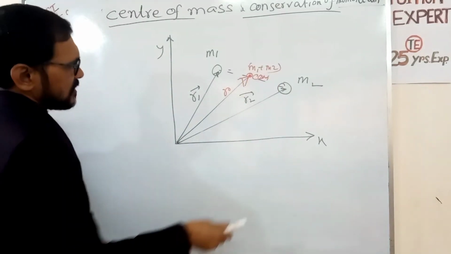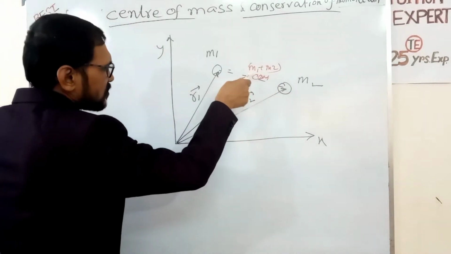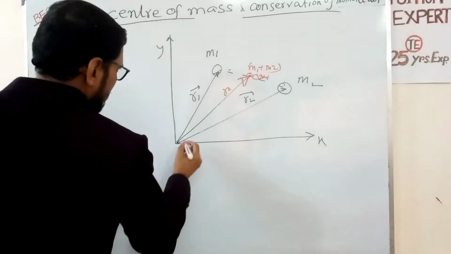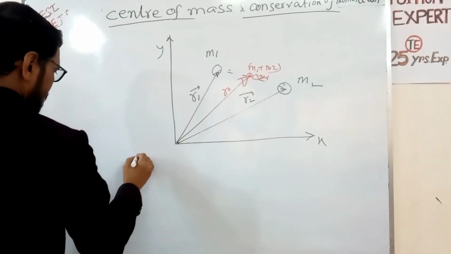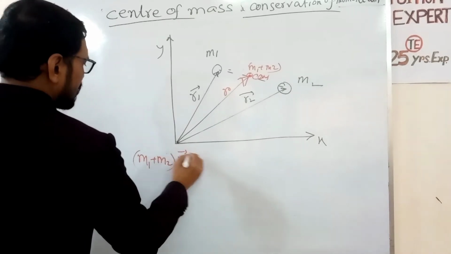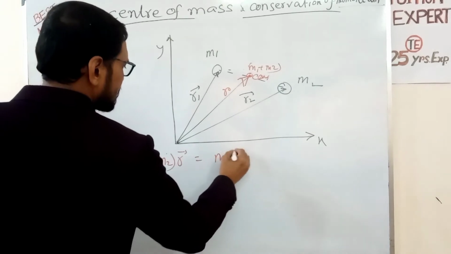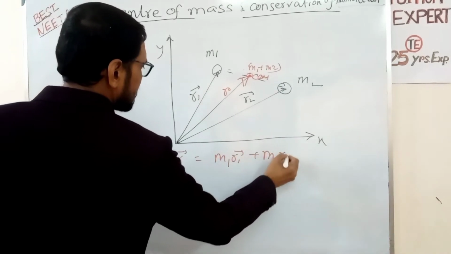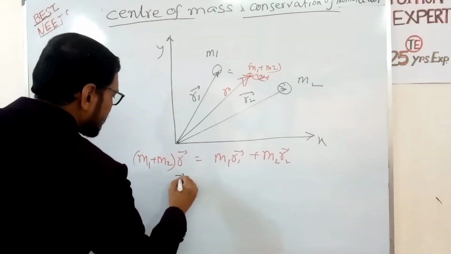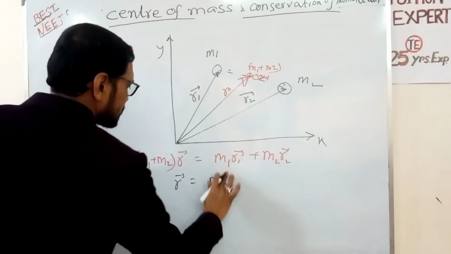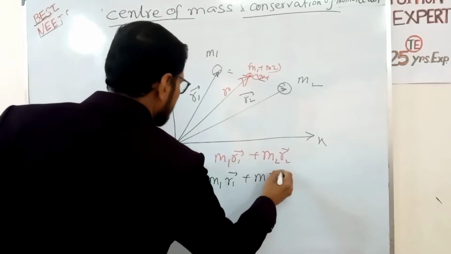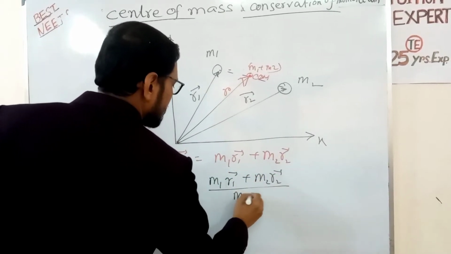Center of mass means the total mass of the system is concentrated at that point. So about the origin, m1 plus m2 times r vector equals m1 r1 vector plus m2 r2 vector. This is the principle. So r vector equals m1 r1 plus m2 r2, divided by m1 plus m2.